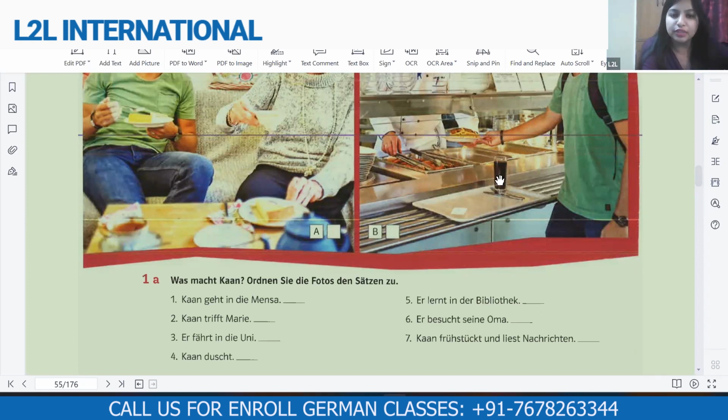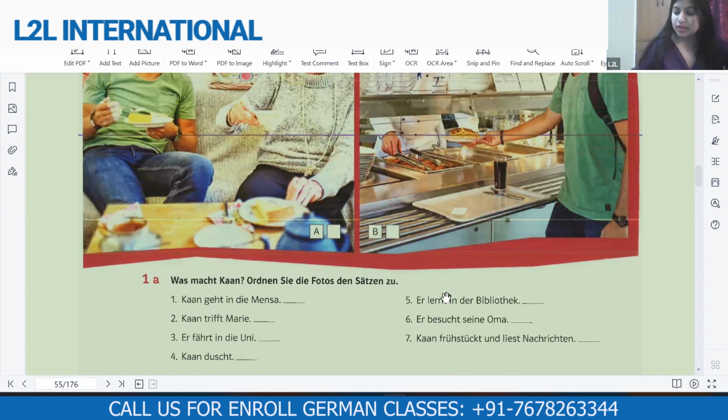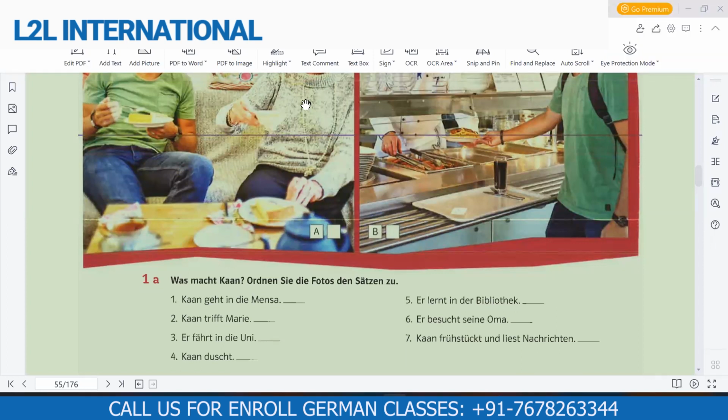Everybody understood what they need to do in here? They have to read the sentences. There are 7 sentences here and they need to arrange them with a picture. There are 7 pictures as well. Ja, so bitte machen Sie. Ich komme zurück in 2 Minuten. Gemacht? Super. Ja, gemacht. Ja, okay. Dann diskutieren wir.